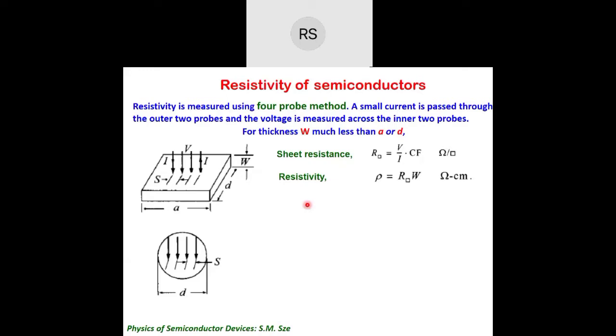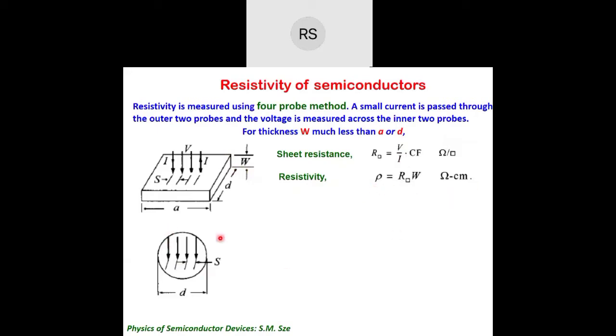So I will come to the contact resistance part a little bit later on. Once you have done this measurement, your sheet resistance is given by V by I. V by I is the sheet resistance, and resistivity is sheet resistance multiplied by the thickness of this substrate. Either this is substrate W or this is the thickness of the thin film. And the conventional unit of resistivity is ohm centimeter.